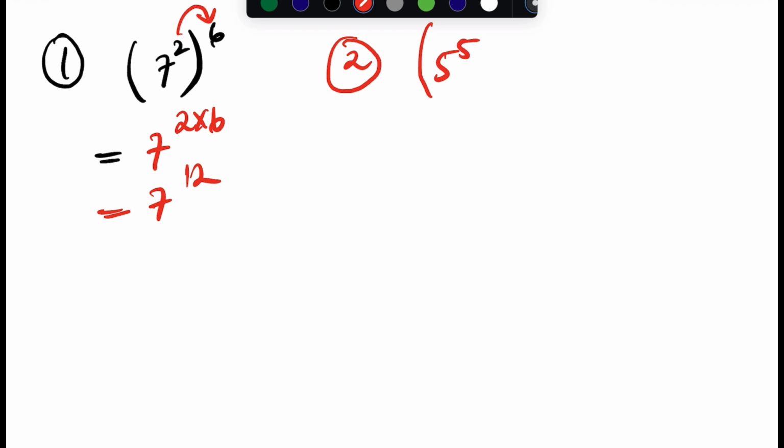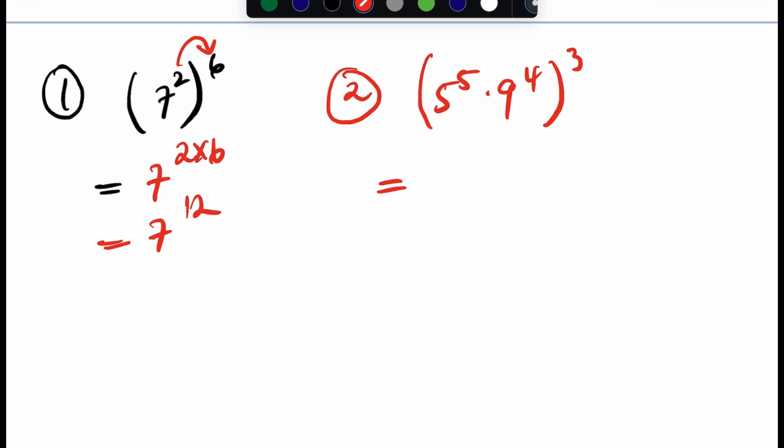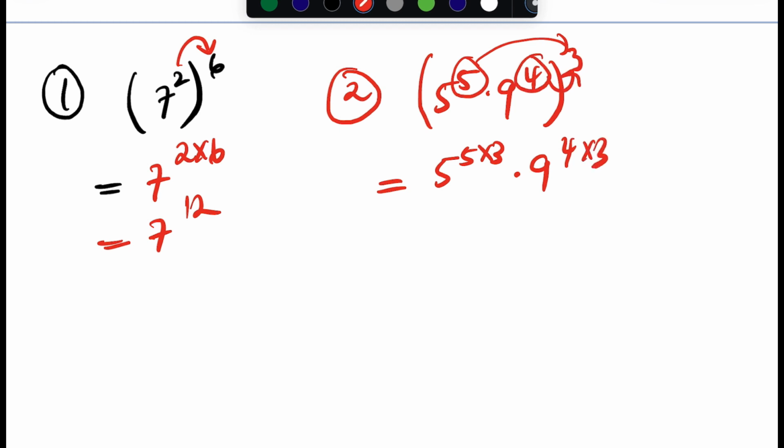And then let's look at this one. It's 5 to the power 5 times by 9 to the power 4, all to the power 3. So what do we do? Since there's a multiplication there, we'll say 5 to the power 5, and that 5 we times by 3. So it's 5 times 3, and then times 9 to the power 4, and that 4 we multiply by 3. So it's going to be 5 to the power 15 times by 9 to the power 12. Easy.